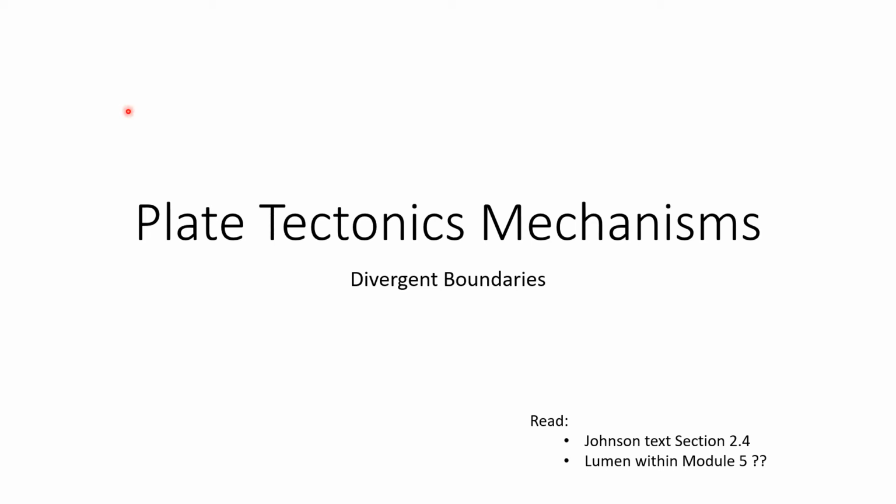So now let's look at the first of those geometries, where the plates are spreading apart from one another at a divergent boundary. Looking in your readings, in the Johnson text, I did find the divergent boundaries in section 2.4. There's a link for those.